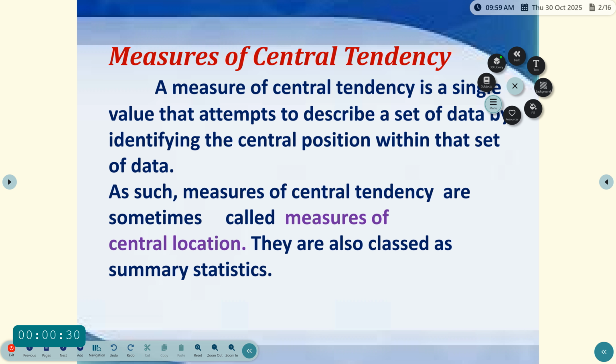A measure of central tendency is a single value that attempts to describe a set of data by identifying the central position within that set of data. As such, measures of central tendency are sometimes called measures of central location. They are classified as summary statistics.